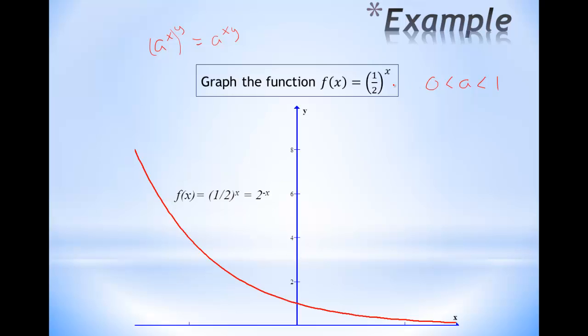If I'm in this situation, my domain and range are still the same: negative infinity to infinity for domain, 0 to infinity for range. But note that when we're in this situation, we are decreasing. If I had 1/3 to the x, that's the same as 3 to the negative x, and we know how to handle that negative exponent. So the situation when a is between 0 and 1 is something you should understand.